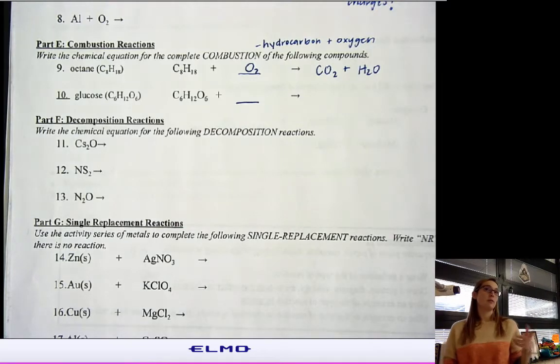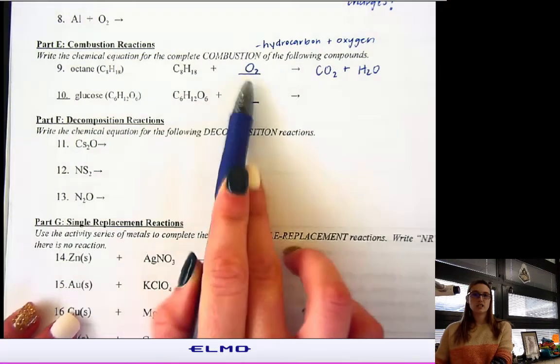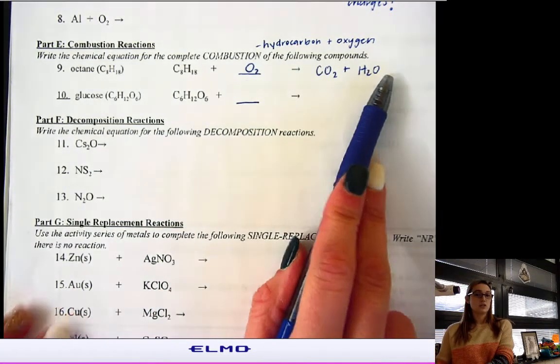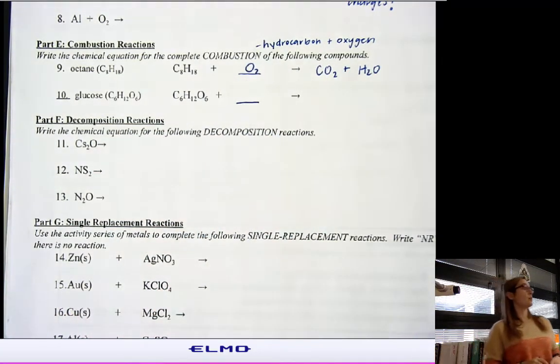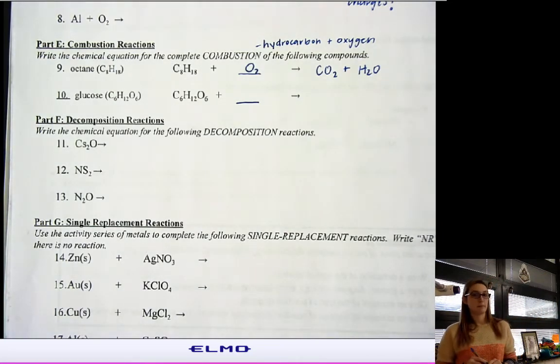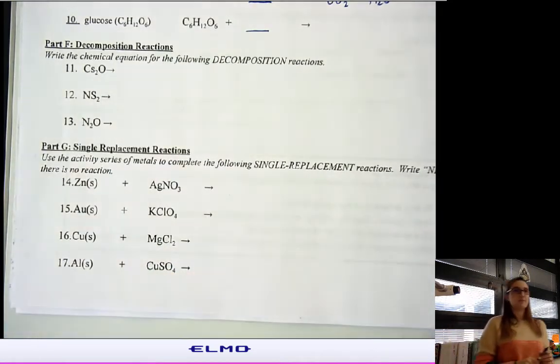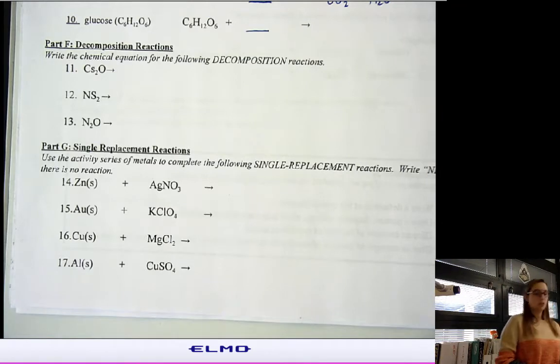We could combust glucose, right? You can actually burn sugar, produce CO2 and H2O. But no matter what, it's a hydrocarbon plus oxygen yields CO2 and H2O. So number 10 is going to look very similar to your number 9, because combustion is always plus O2, makes CO2 and H2O. So then, let's come down to part F. All right, so again, we're just doing one of each.